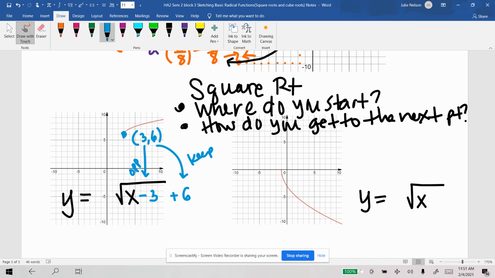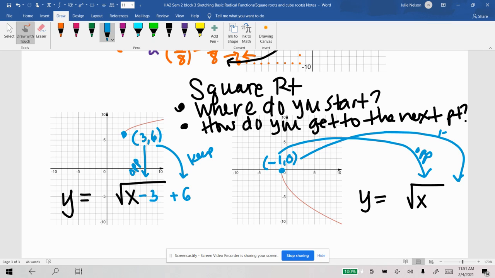So if I take a look at the one on the right, I'm starting here at -1, 0. So again, if I do the opposite of the first one and I keep the second one, the opposite of -1 is +1, and the number outside is 0.